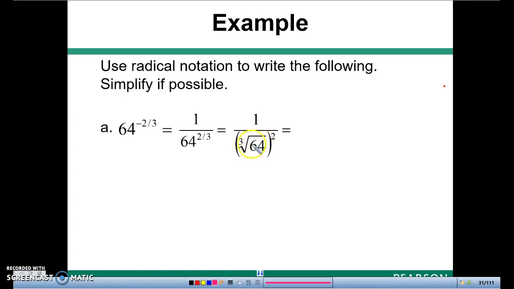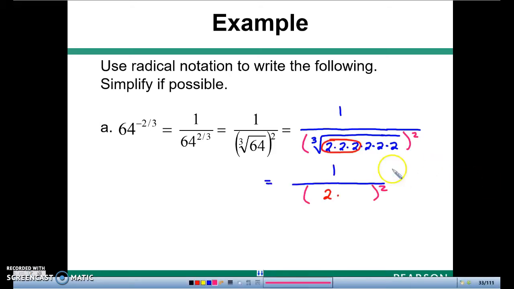I'm going to go to prime factorization form on my 64. I'm going to group identicals, 3 identicals together. It comes out as a single, so that group comes out as 2. That group's gone. Group that together, it comes out as a single 2. There is nothing left under the radical sign. So 2 times 2, we're going to multiply that and then square it. So that's 4 squared, that's 1 over 16.